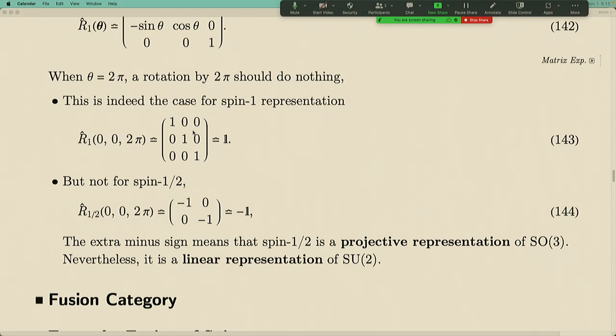SO3 is the set of 3-dimensional orthogonal matrices with determinant equals 1. All these matrices form a group, and the group is called SO3. Each such matrix can be used to represent a rotation in 3 dimensions. But then mathematicians found that all these matrices can be somehow projectively embedded in a larger group, which is SU2. SU2 is the unitary 2 by 2 matrices with determinant equals 1. So for example, this is an SO3 matrix, this is an SU2 matrix. 2 by 2 unitary, this is 3 by 3 orthogonal.